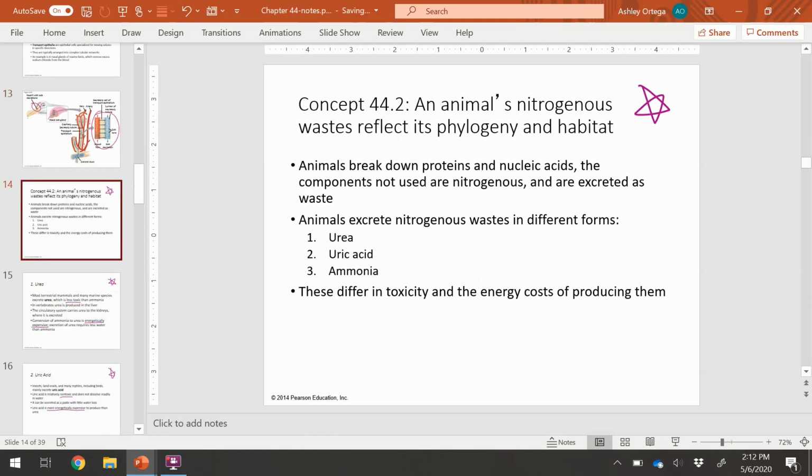But we're going to focus on how, in terms of excretion, the different metabolic wastes are excreted, and then eventually the human metabolic waste system. And so the excretory system we'll see in this chapter as well. But first, we'll take a look at the different nitrogenous wastes. They come in three main forms. First is urea, second is uric acid, and then ammonia. These all differ in toxicity levels and energy costs of making them by the organs and the tissues.